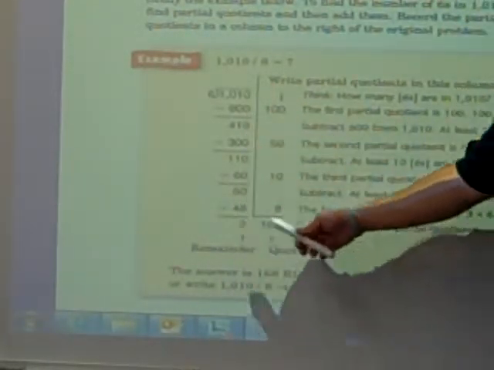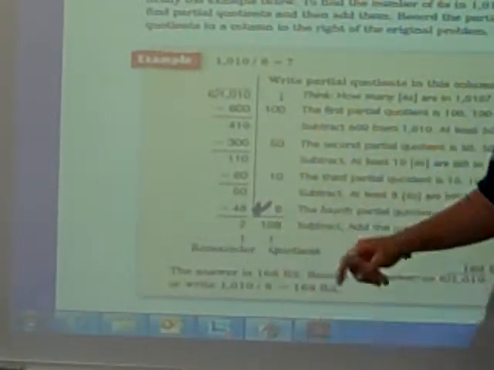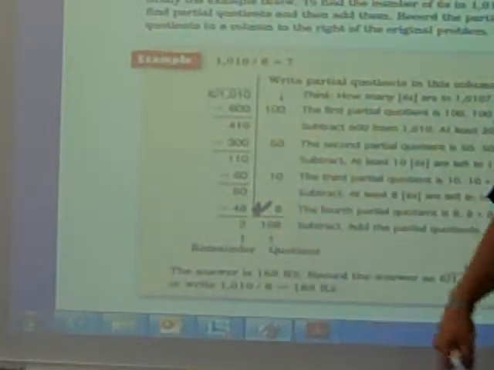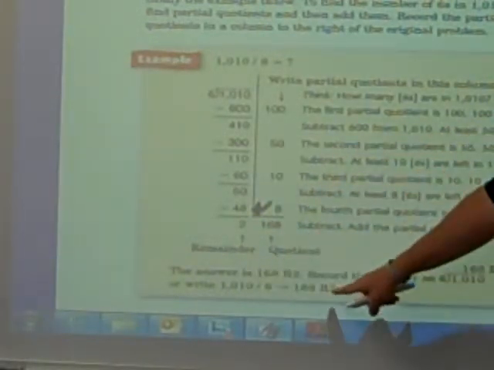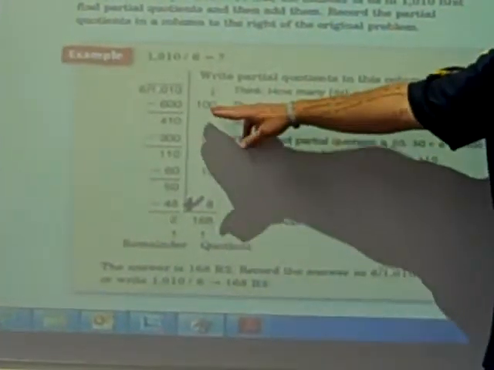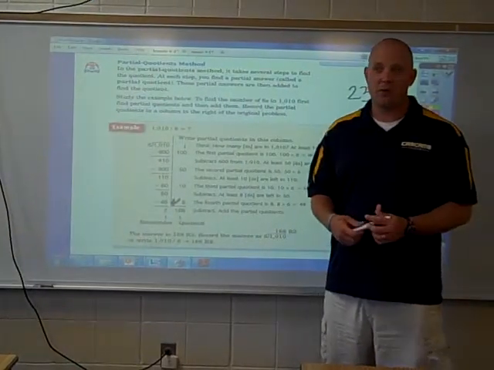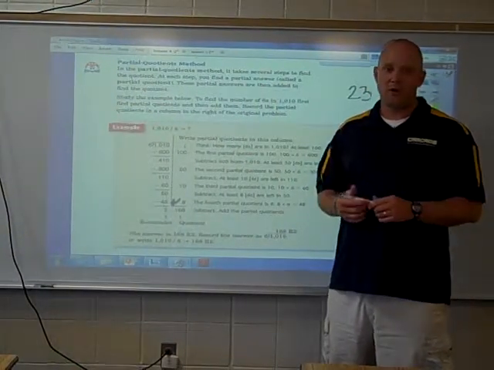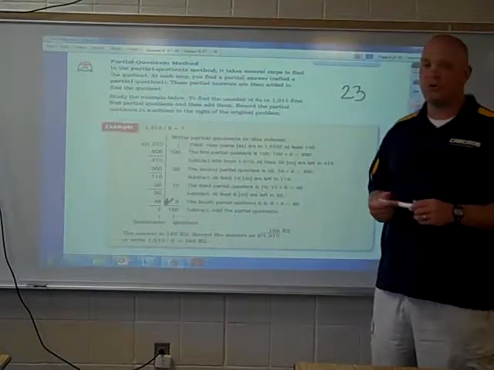What I have to do to find my quotient is to add all of these numbers, my partial quotients, up to get 168. So now I have 168 with a remainder of 2 as my answer. Now there are a lot of different methods that you could use, different numbers you could put in here. It all depends on how good you are with your multiplication facts. But this is one example of how to use the partial quotients method.